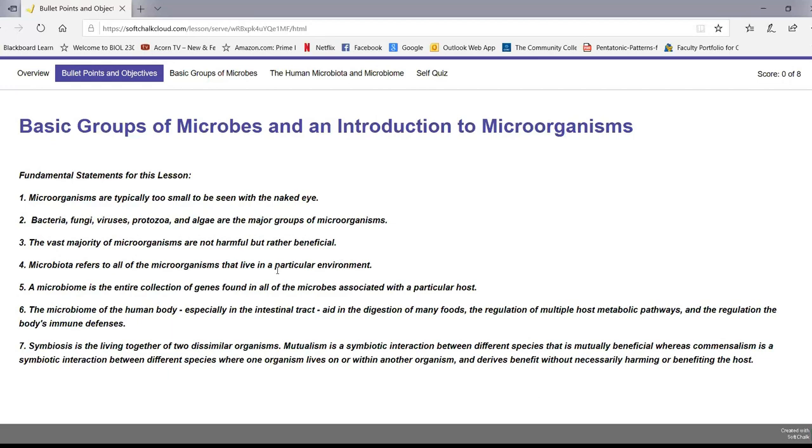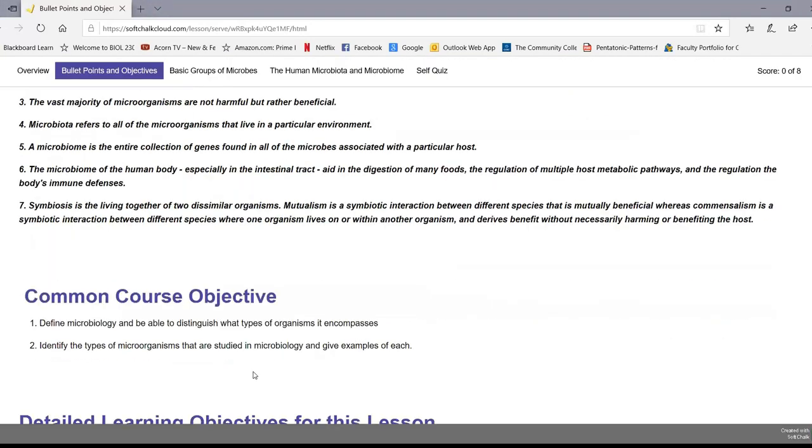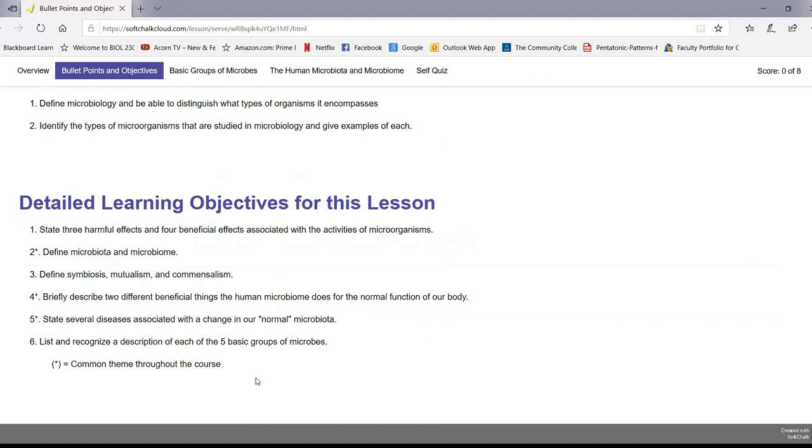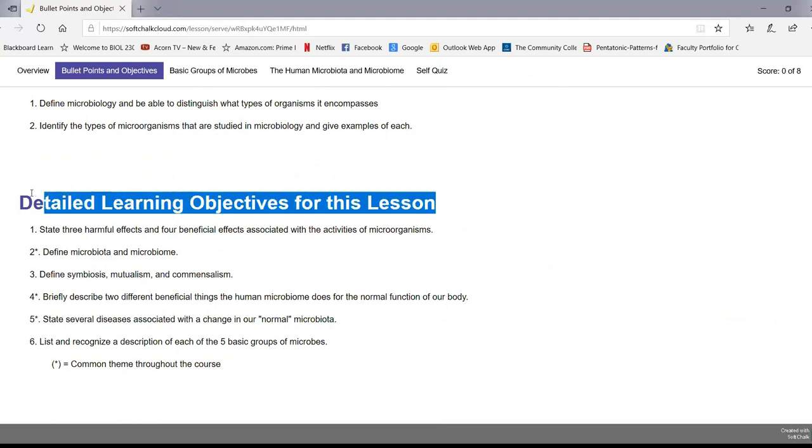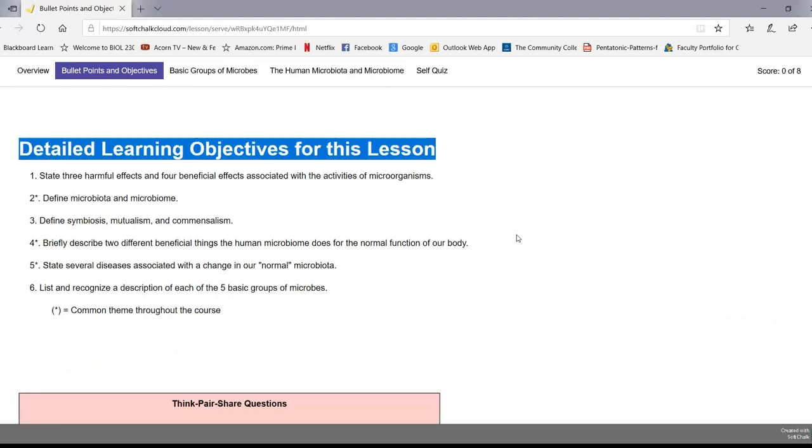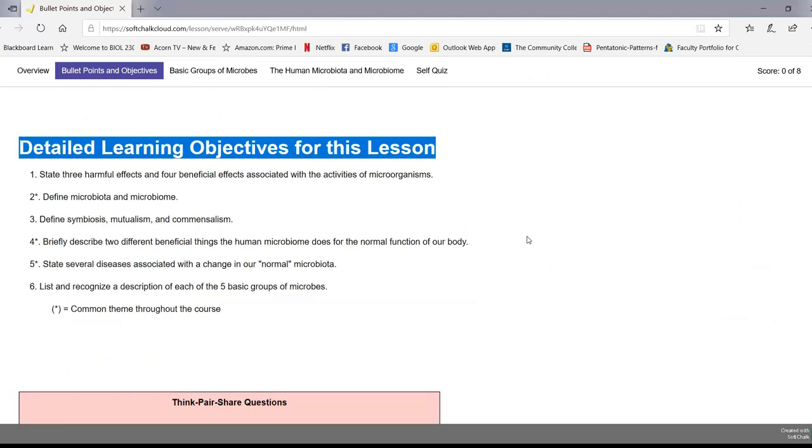So those are the key bullet points that give you an idea of what we're going to be covering in this very first SoftChalk lesson. Now, also, as I mentioned in introducing the course and in your Getting Started course tour on how to prepare for lecture, what you're responsible for in each SoftChalk lesson are the detailed learning objectives for that lesson. So once you read your bullet points, you want to take a close look at these objectives, because this tells you what you'll need to know for the exam for that particular SoftChalk lesson.